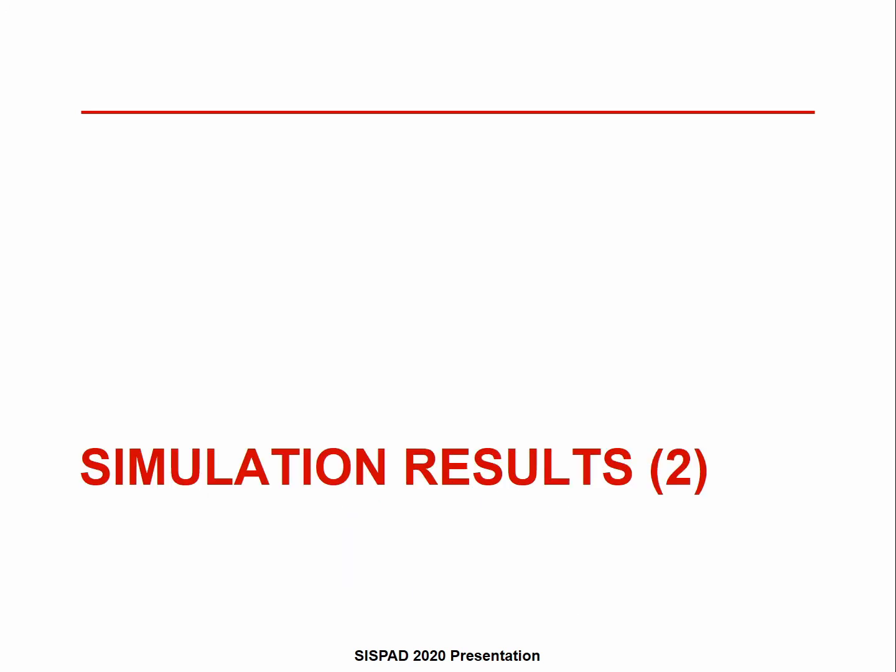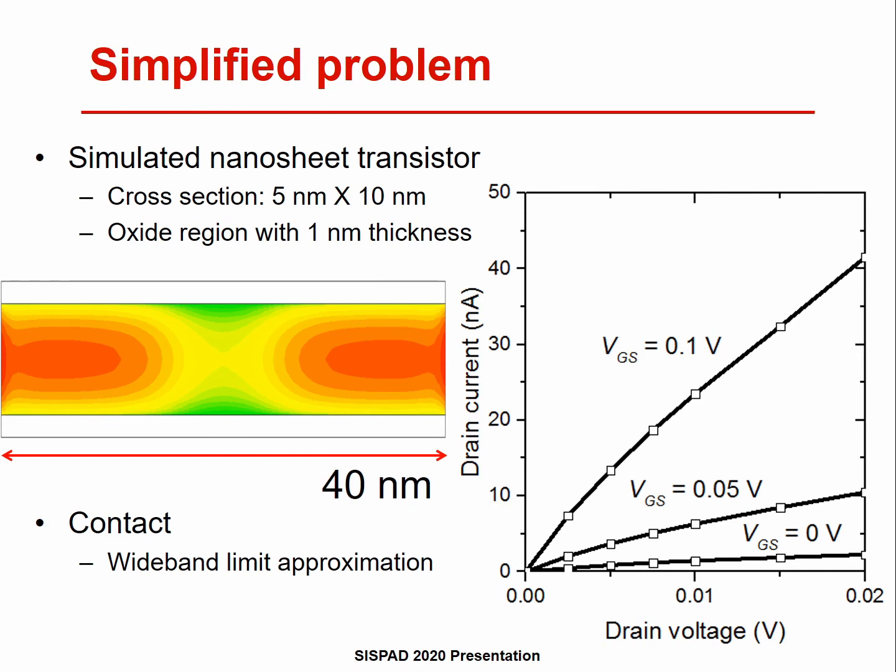As the second example, the AC responses at non-zero frequencies are calculated. At non-zero frequencies, the wideband limit approximation is used because it greatly simplifies the implementation. In this preliminary report, a simplified problem is introduced to reduce the computational burden. The DC output IV curve is shown in the right figure. The AC total current is obtained by summing the particle current and the displacement current.